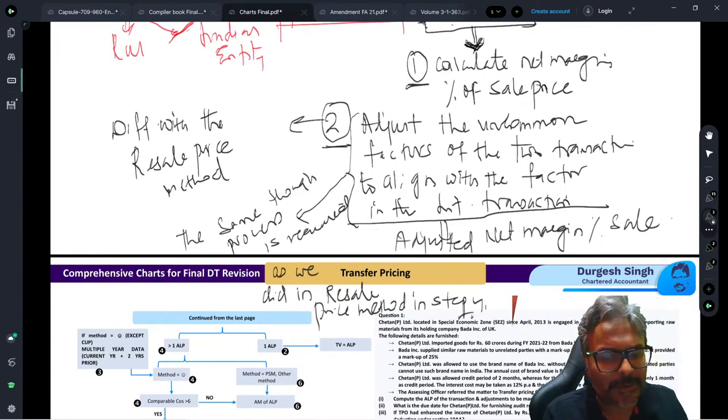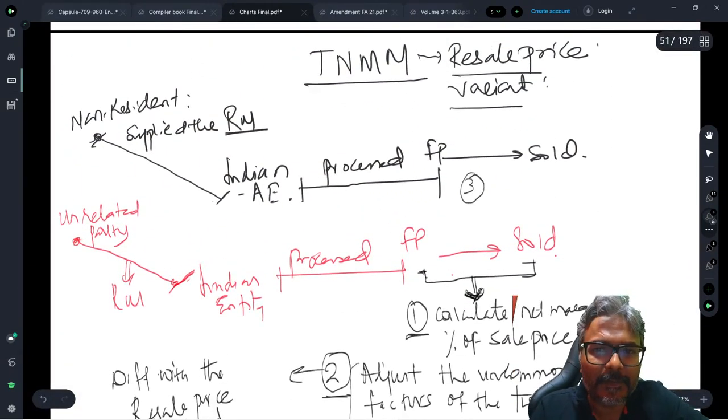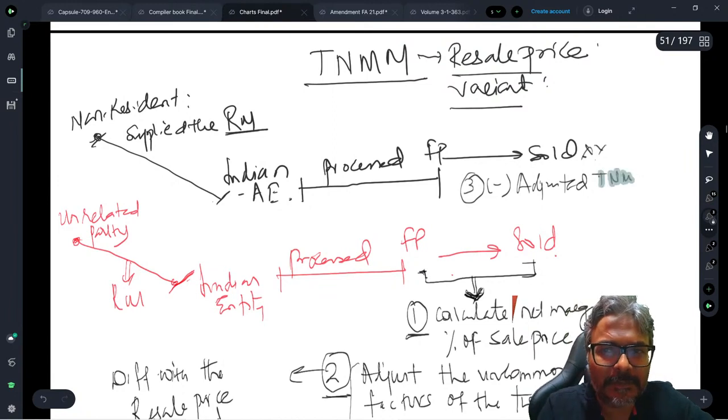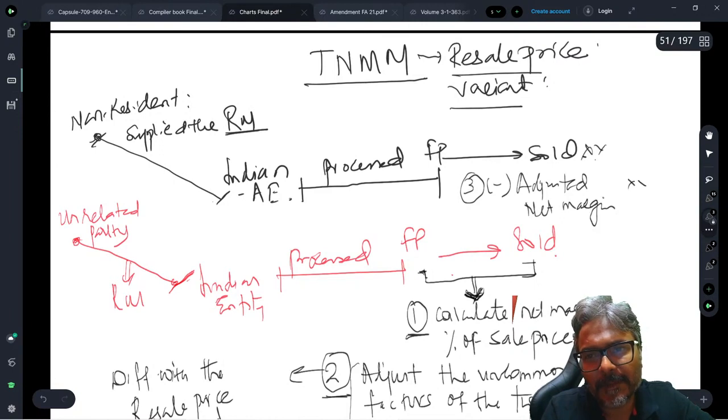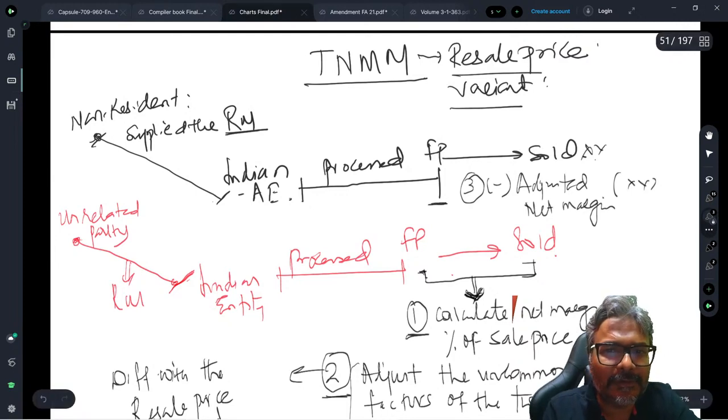Now, all of you are aware now, everyone can now do the remaining step. I think without telling, you will come to know what is the remaining step, students. The remaining step would be point number 3. Here, from this selling price, you will minus the adjusted net margin. That is what needs to be reduced. After coming to this, I will come to the total cost. So on that step number three, I will come to total cost.